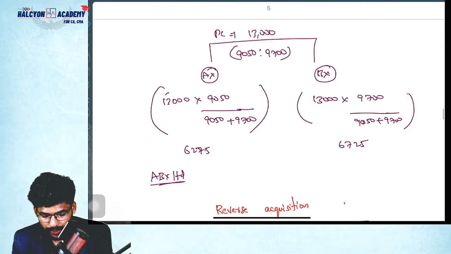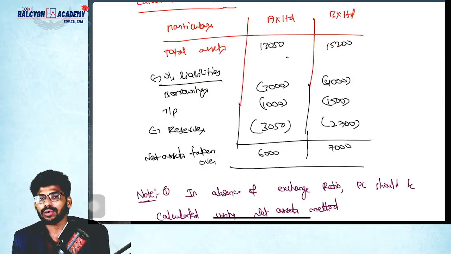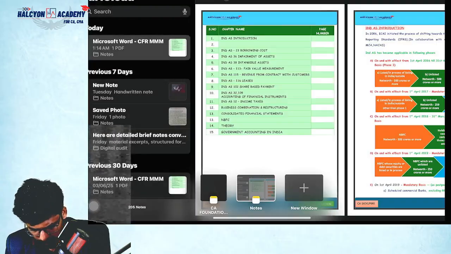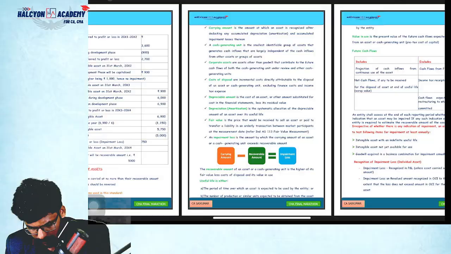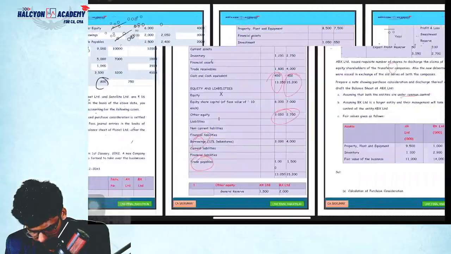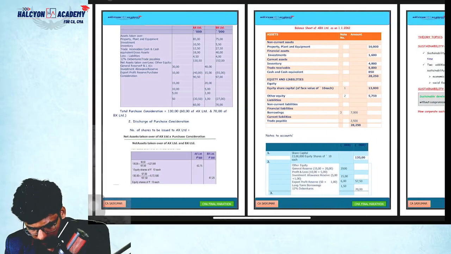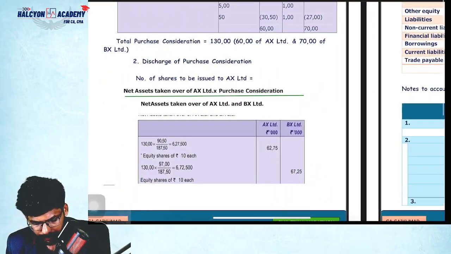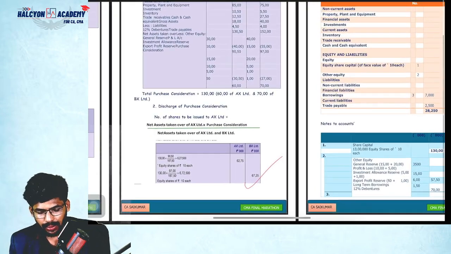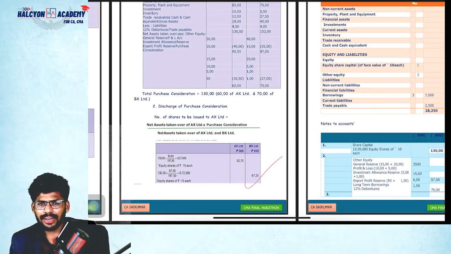Okay, so I think you are done with the calculation of purchase consideration. Correct or not? Yes or no? Simple or not? Okay, so we have calculated the PC. Then next, what is step number 4? We already know about it. Net assets calculation. Next, calculation of goodwill or gain on bargain purchase.